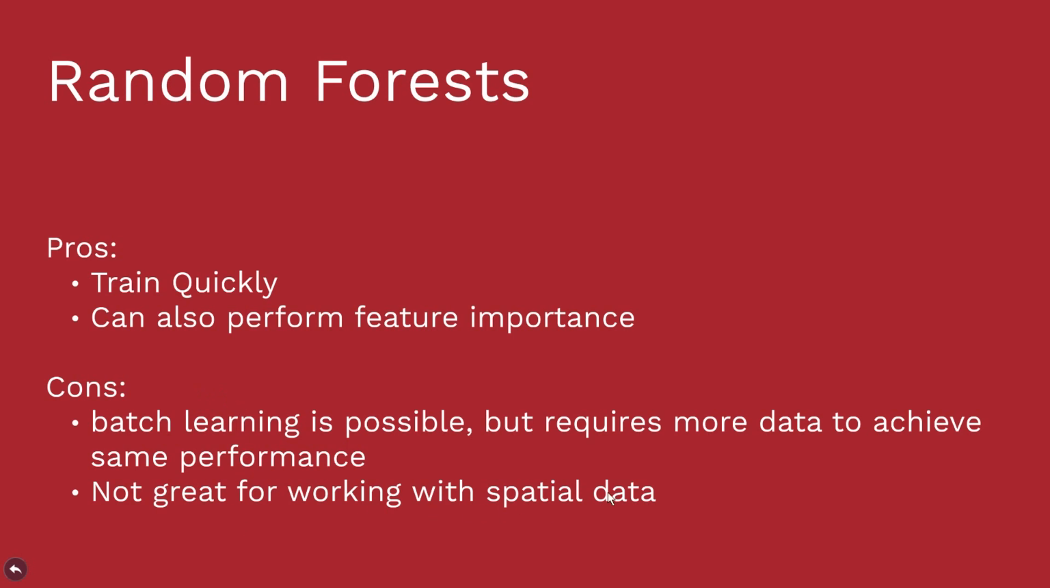Also, you know, we're working with spatial data, and both support vector machines and random forests like to deal with numerical data. And so when you're dealing with an image, or say a grid of data, I just don't think that these are really going to be the best choice. But there may still be a role for them, and I'll get into that later.